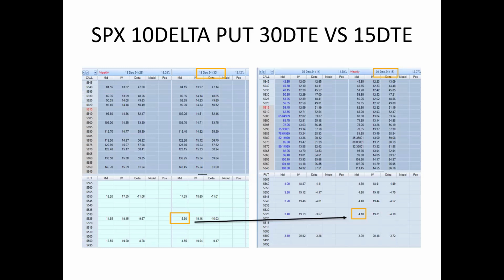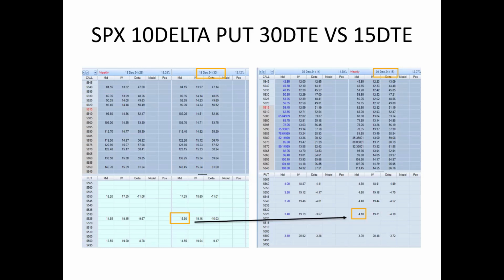We could assume that when this same 55.25 put has only 15 days, which is half of where we started, the value of this put is now $4.10. This put will essentially lose about 75% of its value in 50% of the time, or 50% of the duration. Does it always work that way? No.